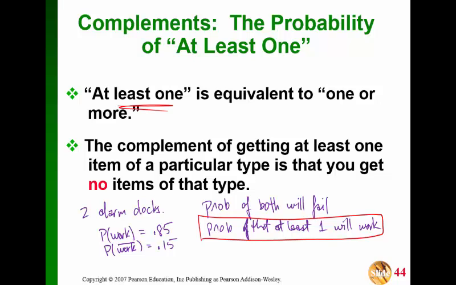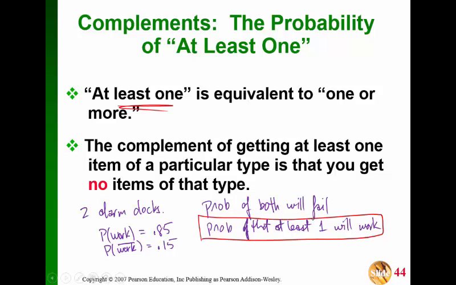Okay, let me say that again. The probability that at least one will work would be the probability that one alarm clock would work, or the other alarm clock would work, or both of them will work. So that sounds like three things that we'd have to find. If we find out the probability that both of them will fail, that's something we can find rather quickly, and then we just take the complement of that. If both of them fail, then neither of them works. So the opposite of both of them failing will be at least one of them working. Does that make sense?